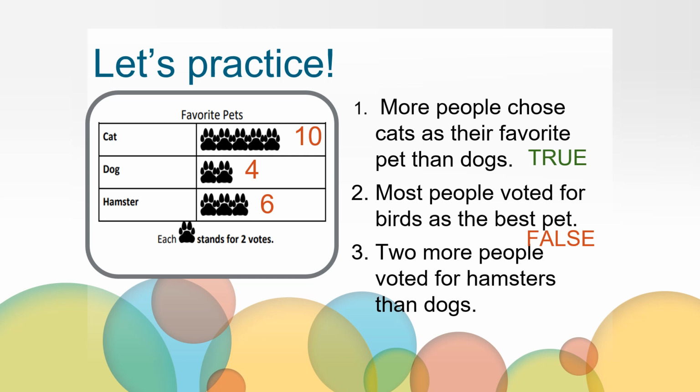Let's read number 3. 2 more people voted for hamsters than dogs. Is this true or false? That's right, this statement is true. If we compare the number of paw prints or votes for dogs and hamsters, we can see that the hamsters have 1 more paw print, and that paw print stands for 2 more votes.